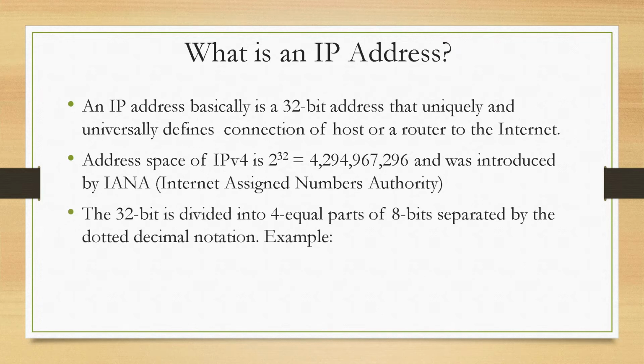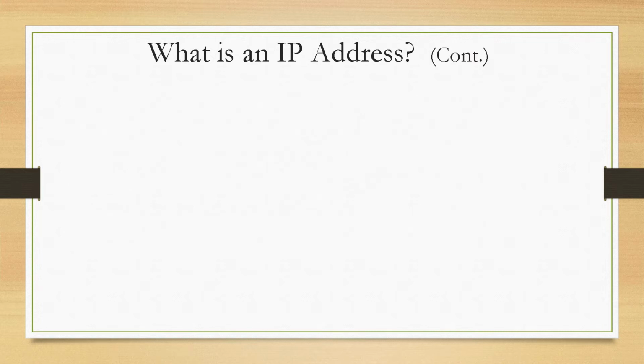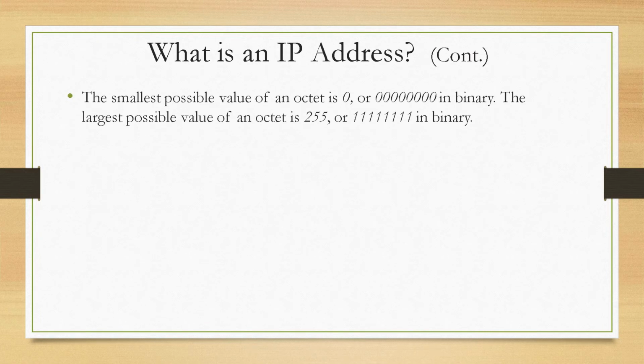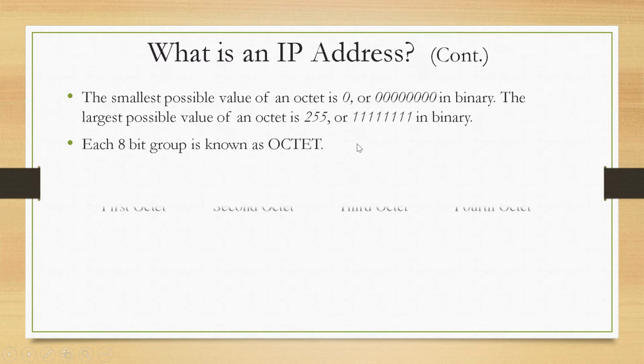This 32-bit address is divided into 4 equal parts of 8 bits separated by the dotted decimal notation, like this. The smallest possible value of an octet is 0, or in binary, 8 zeros. The largest possible value of an octet is 255, or 8 ones in binary. Each 8-bit group is known as an octet, as I have mentioned.